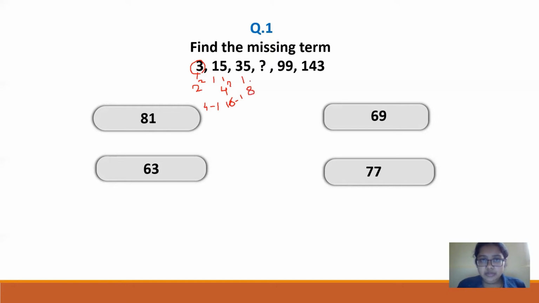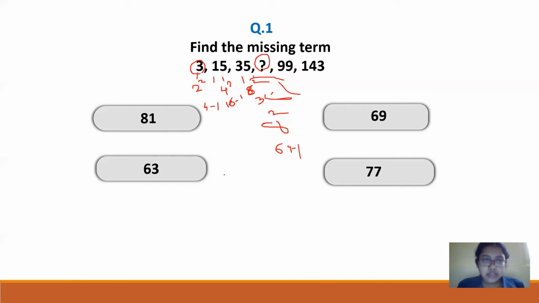Then 2 twos are 4, 2 threes are 6. Over here, we have 6. Then what do we get for 6 square? We get 36. And if we subtract 36 minus 1, we get 35. Then what will be the term over here? 2 twos are 4, 2 threes are 6, then 2 fours are 8. When we do the square of it, we get 64. And when we subtract 1 from the 64, we get 63.